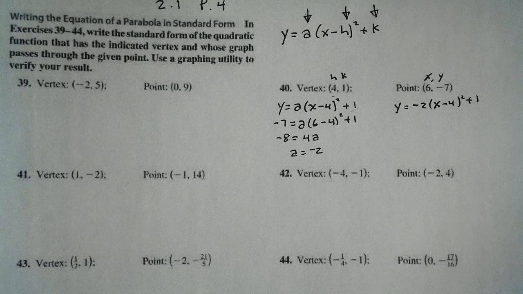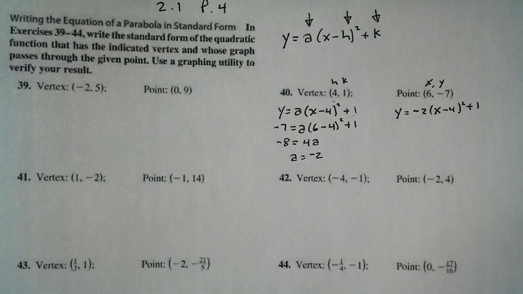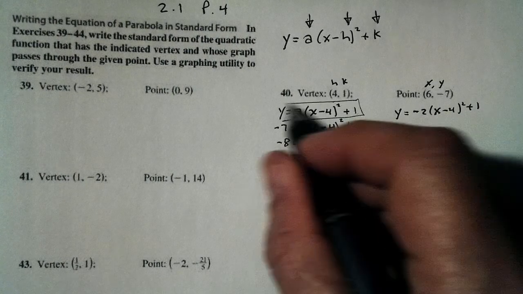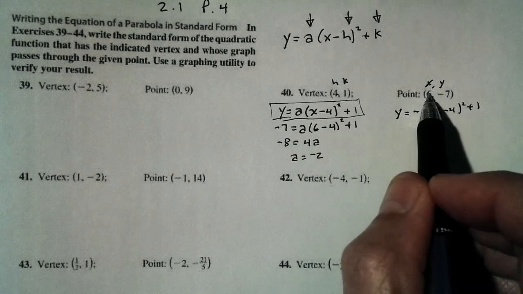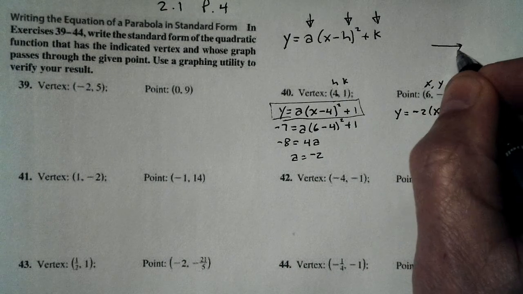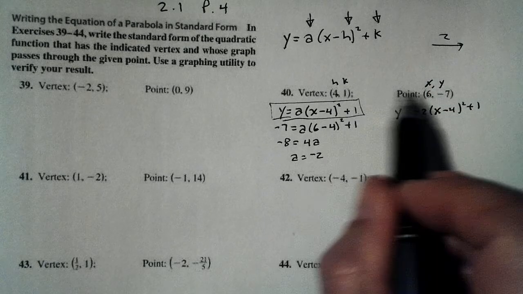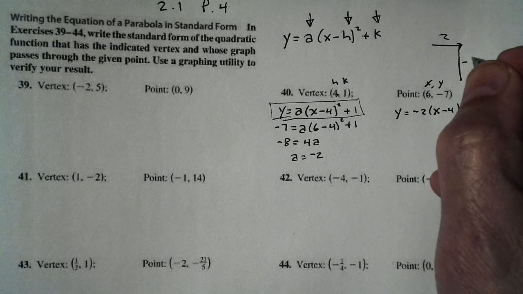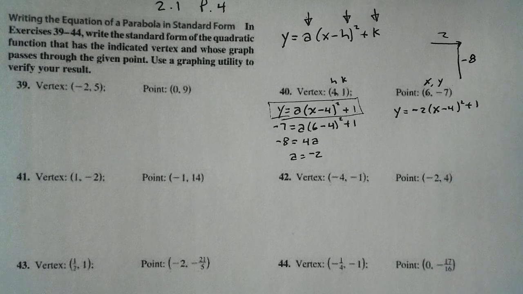And you might prefer that. I have no problem with that whatsoever. Like I said, many before you have done it that way. Here's what I would do to get the a value. Once I've got this, from the vertex to the point, we go to the right 2 to get from 4 to 6. And to get from 1 to -7, we go down 8.